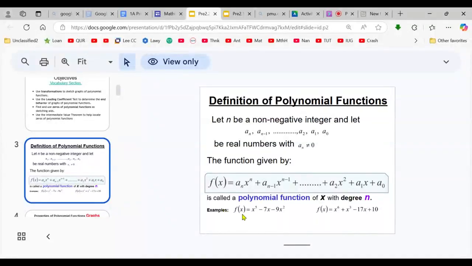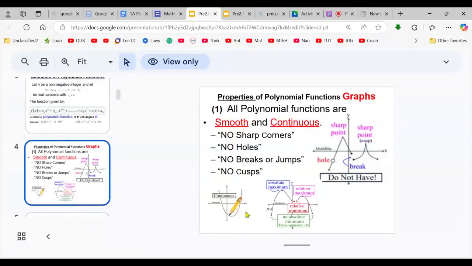For example, f of x equals x to the power of 5 minus 7x minus 9x squared. You need to put this in order. So what is the degree here? 5. Here, what's the degree? 6. Easy. Next slide.